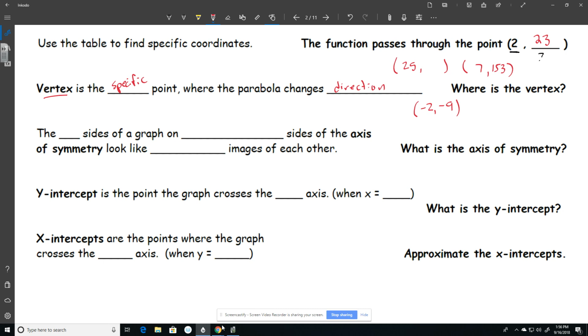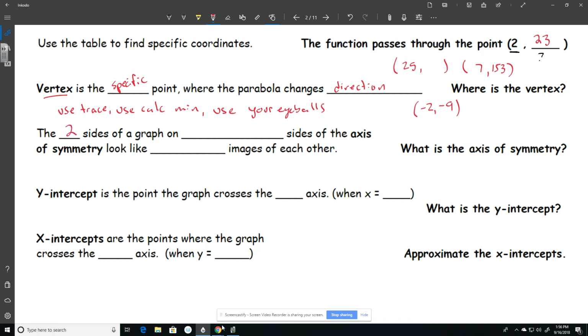Lots of different ways to do that. You can write those down. Use trace, use calculate minimum, or use your eyeballs to get it as accurate as you can. All right. Next thing it wants us to find.